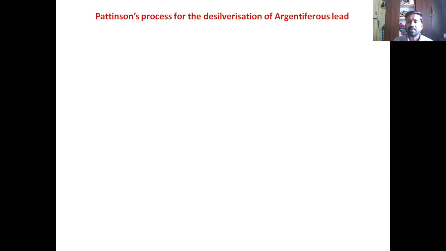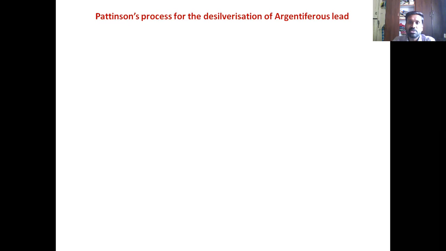Now the final slide for this presentation: the Pattinson process of desilverization of argentiferous lead. You have in fact studied one more process of desilverization of argentiferous lead in the solutions chapter, where we used the solvent extraction method to extract the trace amount of silver present in the lead. The lead was melted and molten zinc was added. Since silver was 300 times more soluble in zinc, it went into the zinc layer, and the zinc, when evaporated, gave you pure silver.